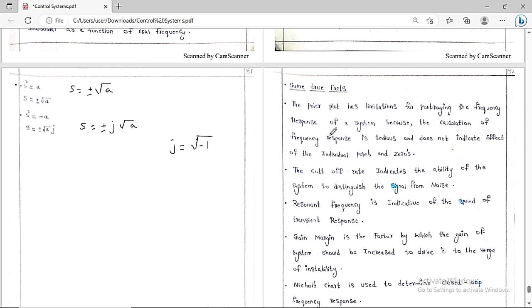The polar plot has limitations for portraying the frequency response of the system because the calculation of the frequency response is very tedious and does not indicate the effect of the individual poles as well as zeros.